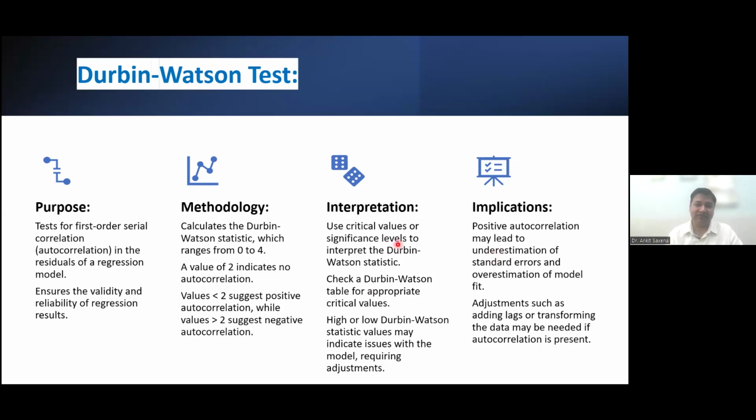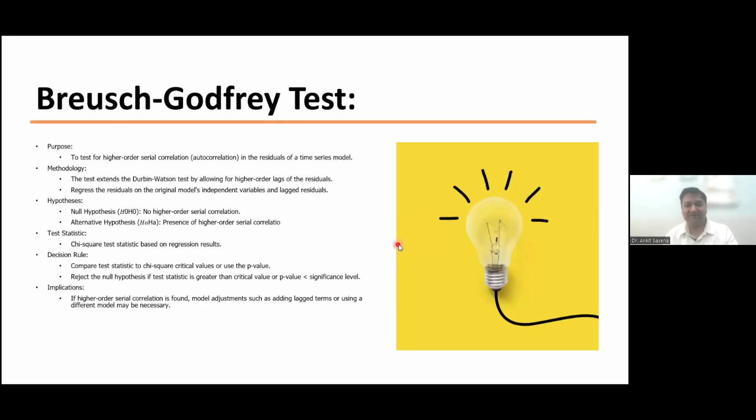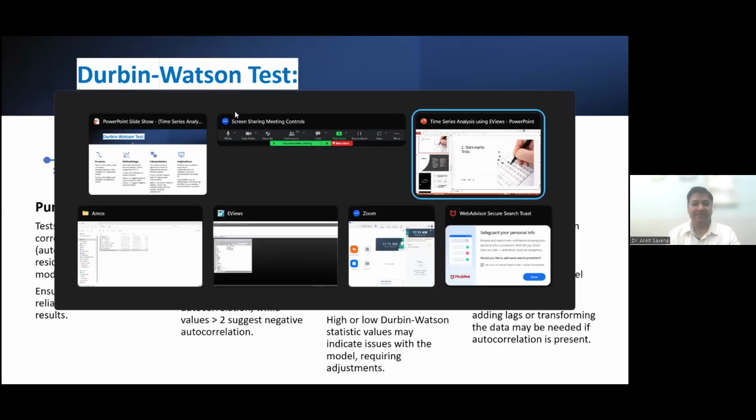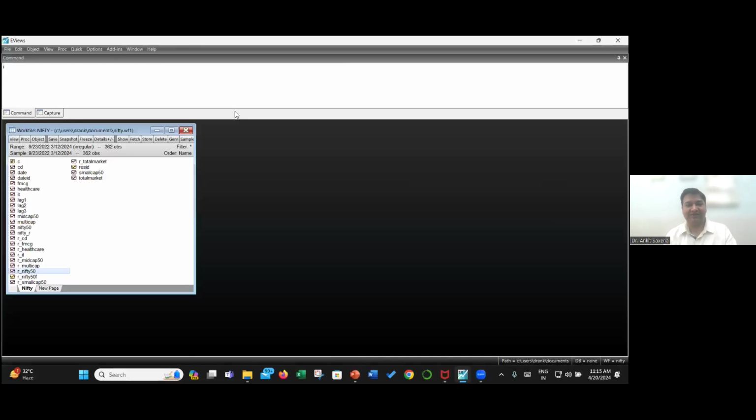Another test which we will use is the Breusch-Godfrey test, which we will discuss later. Let us quickly see how we get these Durbin-Watson test values. I'm going back to the EViews screen that I was using yesterday. This is the same data that we were working on, I guess.